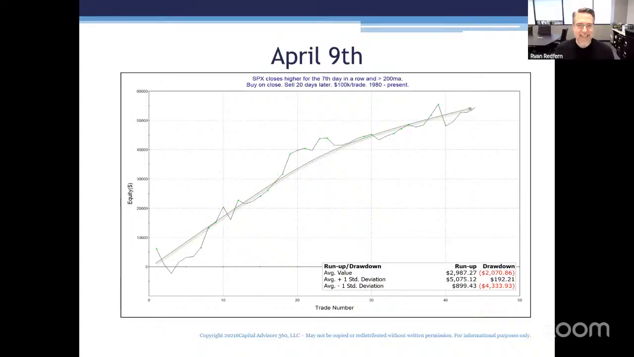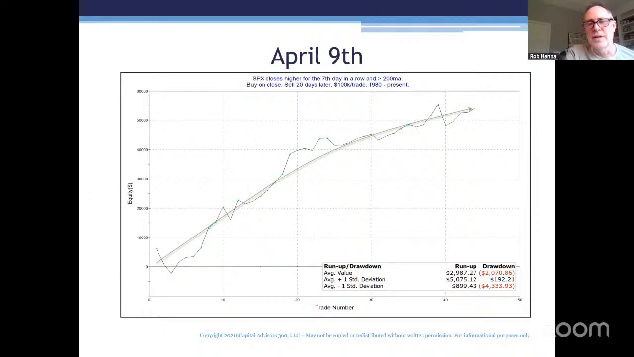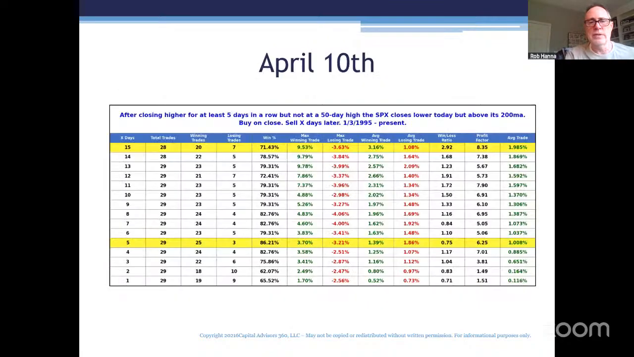All right. So this is the 7th-day higher curve. It looks a lot like the RSI2 curve. It just goes from lower left to upper right pretty much in a smooth manner. So over time, these signals have been good.